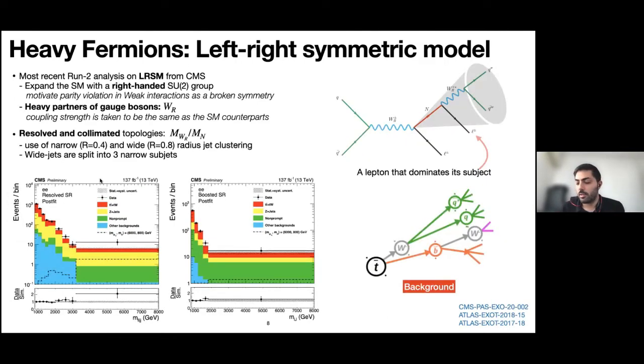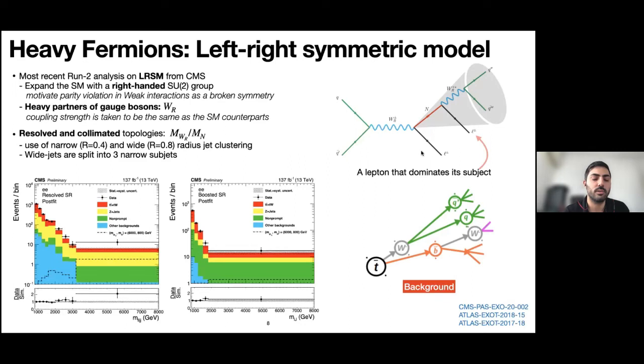Okay, let's switch gears to the other seesaw model that we discussed in the beginning. This is one of the non-minimal models, a left-right symmetric model, where we define a right-handed SU(2) group to expand the standard model. Sometimes this is done to motivate parity violation in the weak interactions of the SM as a broken symmetry, so you introduce heavy partners of the standard model gauge bosons. So here we have a W_R as a heavy partner. Otherwise, the production and decay diagram, as you can see from the cartoon on the right, is exactly the same as in the truly minimal model, except we swap the Ws with these heavy Ws, so to speak.